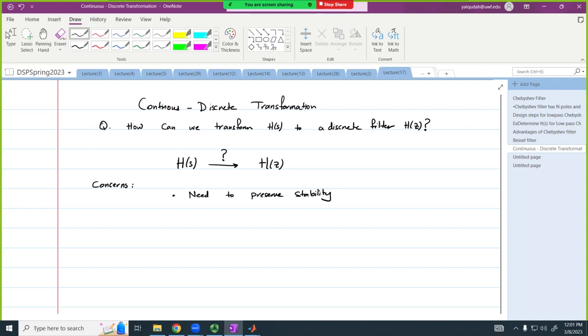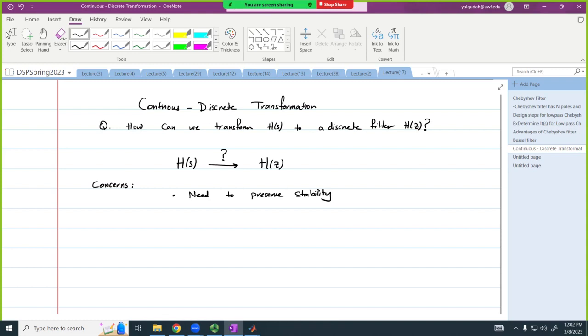I don't know if you meant that once we have H of S, what I'm really going to do is H of Z, and I'm going to be implementing H of Z. But I guess probably what you meant is I want to preserve the shape of that filter. Yeah. I have a continuous time filter that looks beautiful. I want to go back to the discrete time domain. I'm going to transform it to the discrete time domain. I want it to look as good as the one I designed in the continuous time domain.